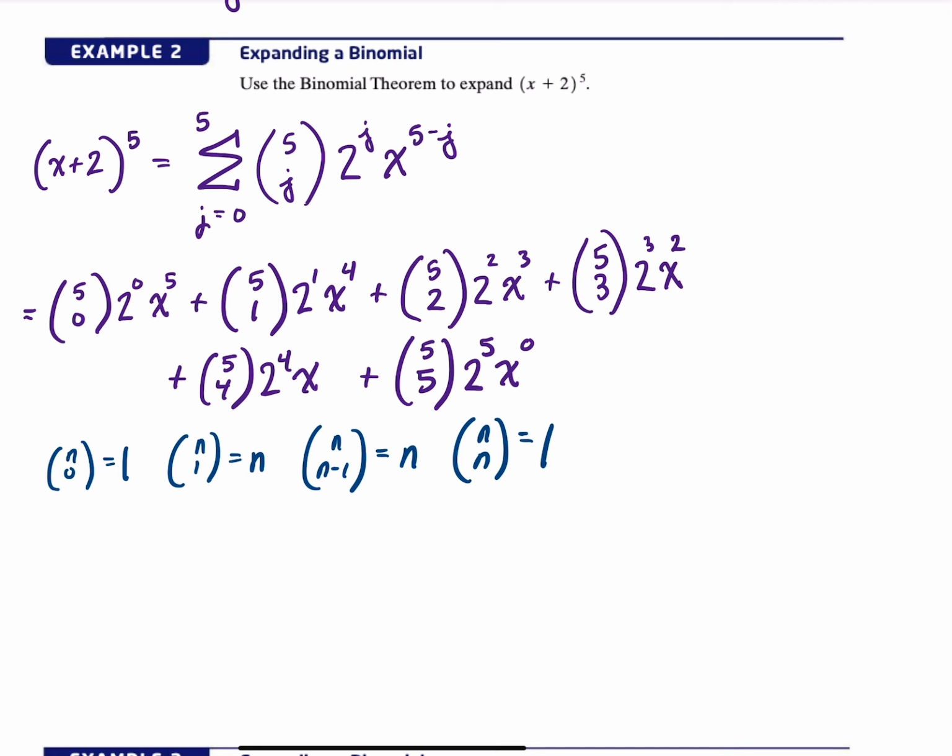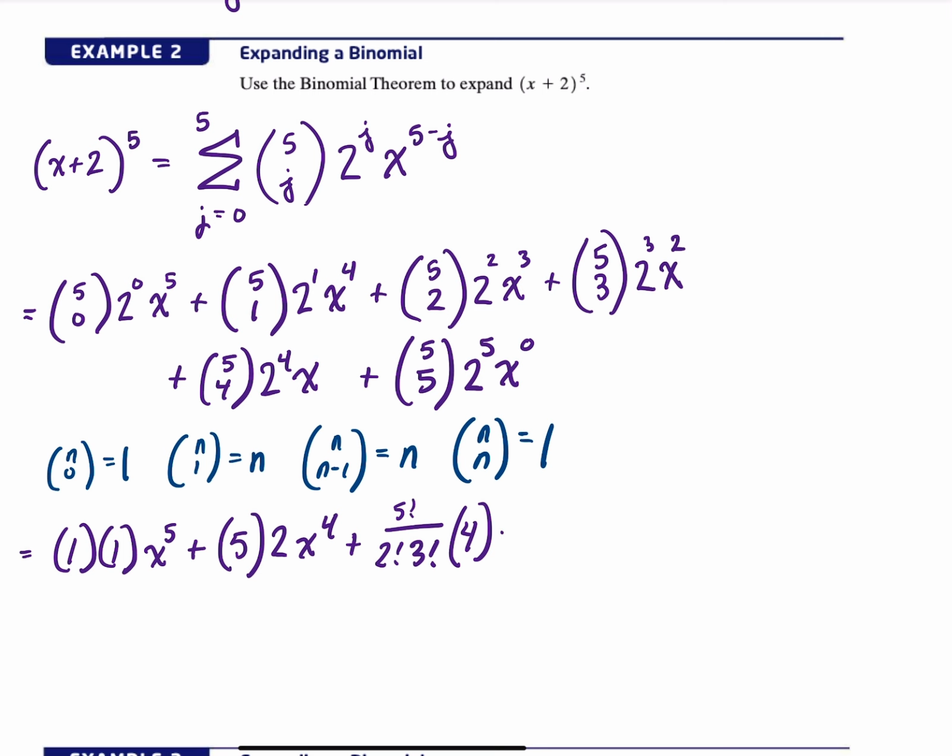So our first term, we have 5 choose 0, so based off of that first statement, that should just be equal to 1. 2 to the 0 power is 1, so we'll just have x to the fifth. Then for our second term, 5 choose 1, that should just be equal to 5 times 2 to the first power times x to the fourth power. Then we'll need to calculate 5 choose 2, so I'll go ahead and write that as 5 factorial over 2 factorial times 5 minus 2 factorial, so that will be 3 factorial, times 2 squared, so this will get multiplied by 4, and we'll have x cubed.